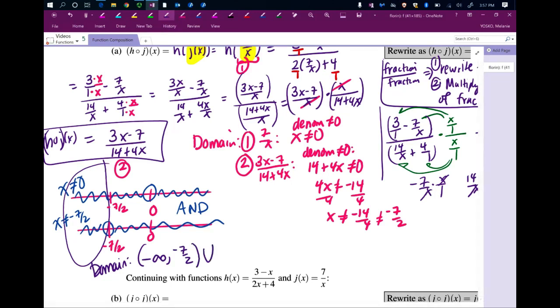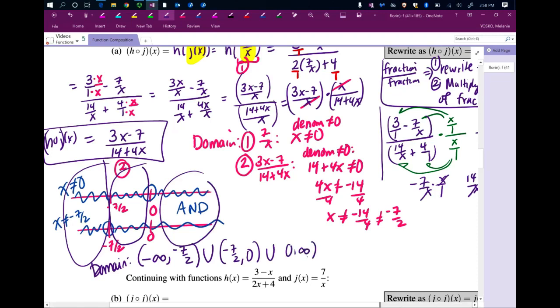Union. Well, we see that this middle section is also in both. So between negative 7/2 and 0, notice again, negative 7/2 cannot be included. So parentheses. And then 0 is not included in the top one, so we have to throw out 0. Union. In this section, 0 to infinity, again, we're still throwing out 0. So this is the domain of our composition.